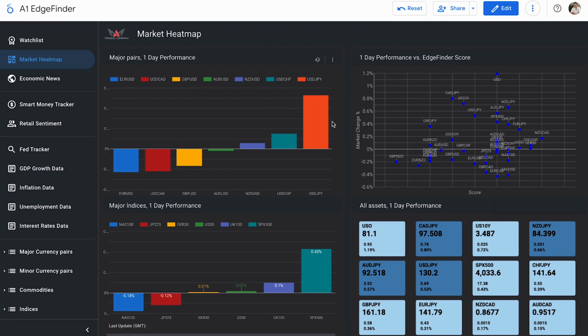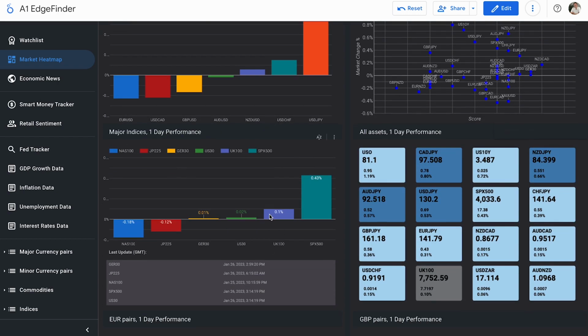Up top, we have our major US dollar pairs first. USD JPY being our biggest mover to the upside so far today, up 0.53% on the day. Euro USD, on the other hand, being our biggest mover to the downside as far as our US dollar pairs go, down 0.23% on the day so far.